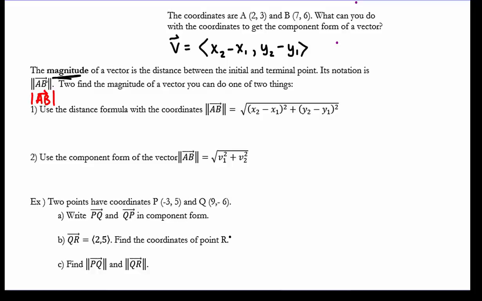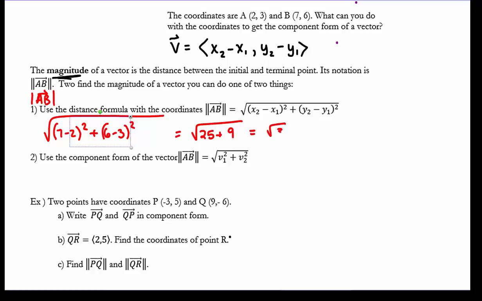Anyways, back to this magnitude thing. When we take the magnitude of a vector, you can do one of two things. Number one, you can use the distance formula with the coordinates. The distance between 2 points is the square root of the change in x squared plus the change in y squared. So if I look at A and B here, when I do x2 minus x1 squared, I have 7 minus 2 squared, and then I have 6 minus 3 squared. That's going to give me the square root of 25 plus 9, which is the square root of 34.